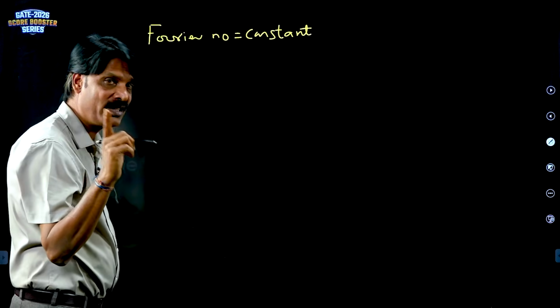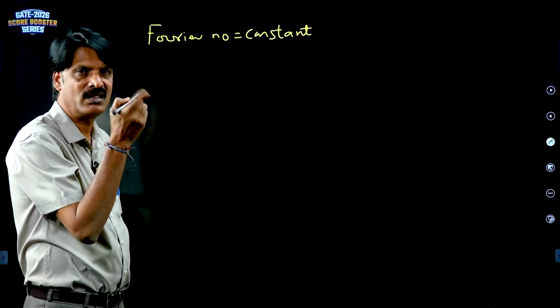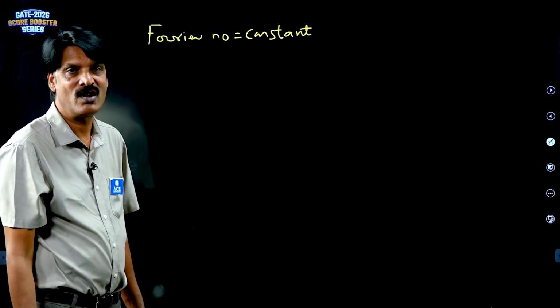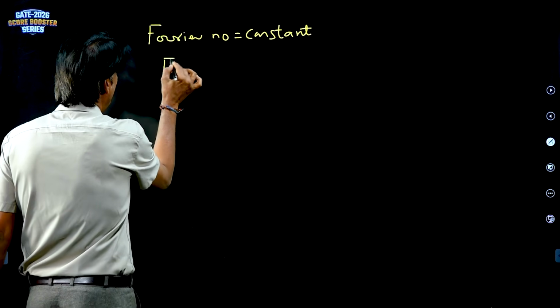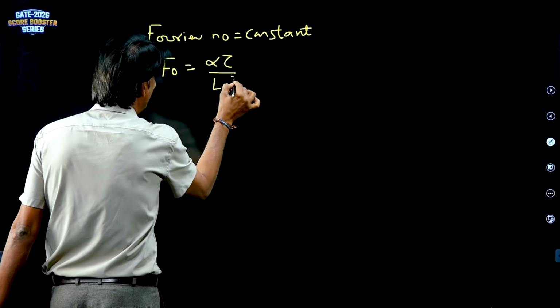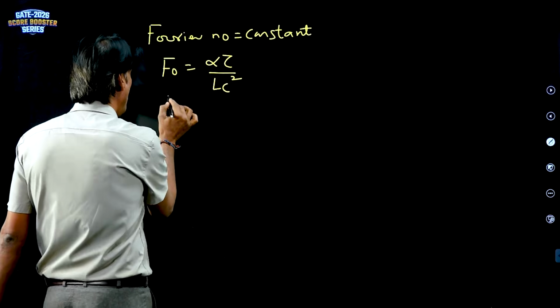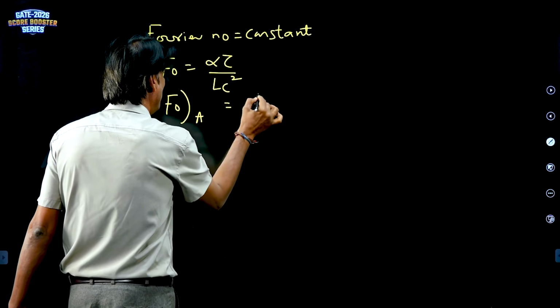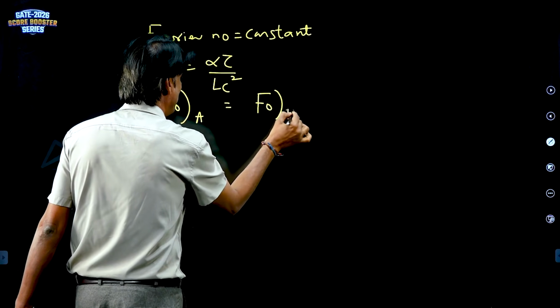Fourier number is known as dimensionless time. The only number that can give me the time parameter is the Fourier number. So Fourier number is alpha tau by Lc square. Fourier number for shaft A should be equal to Fourier number for shaft B.